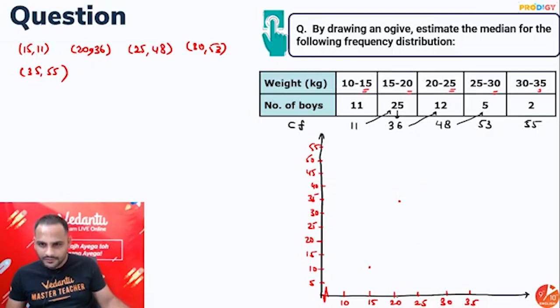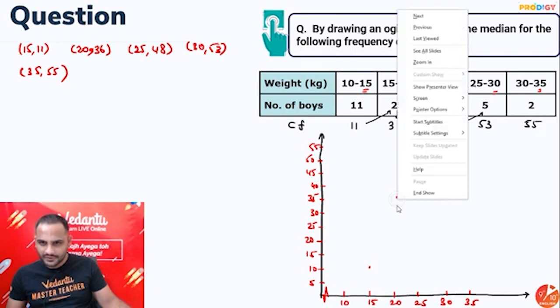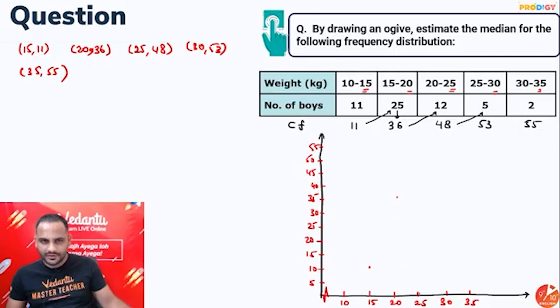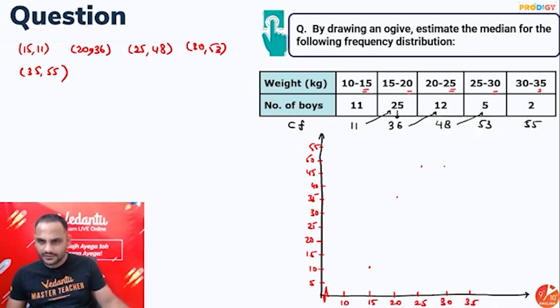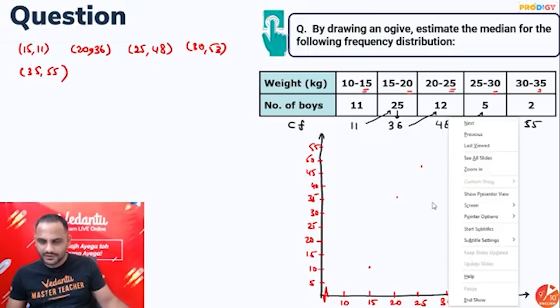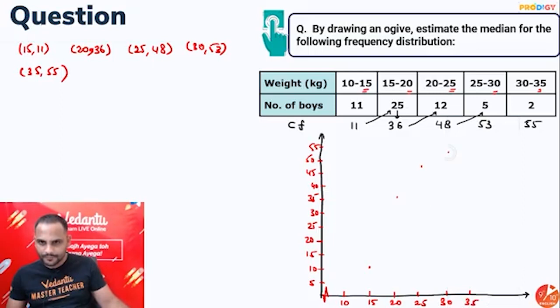If you have graph paper, it is pretty easy, but since I'm doing it roughly, it is taking some time. So let us say 20 comma 36. Then 25 comma 48, all these three points are going to be very close to each other. Then 30 comma 53 will be just over here, and 35 comma 55 will be somewhere over here.